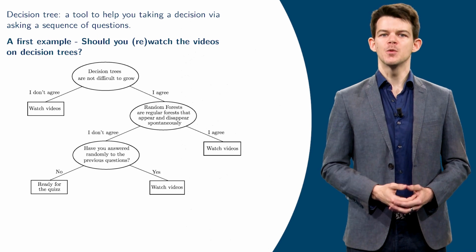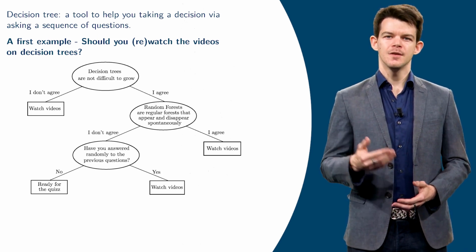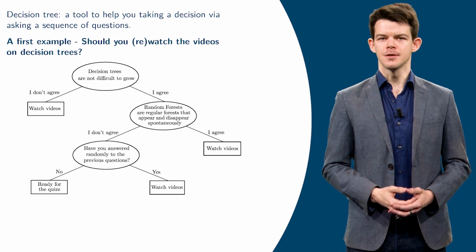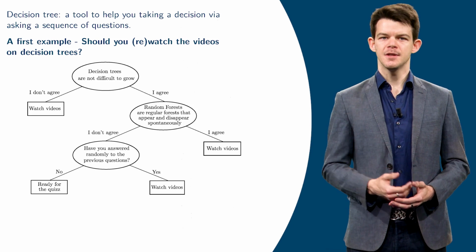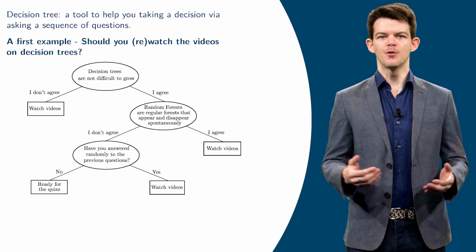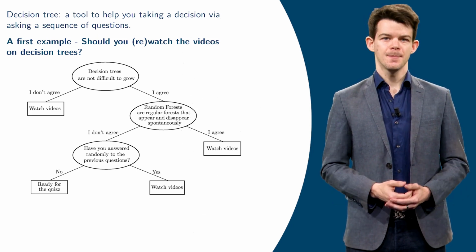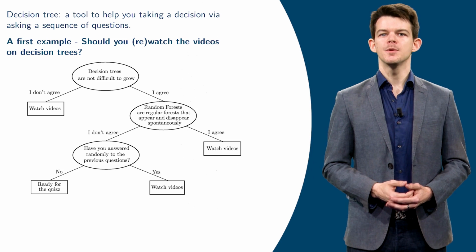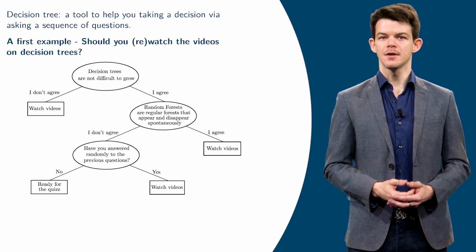Conversely, if you disagree with this statement, you will go through the left branch. The decision tree then asks you a final question: did you answer the previous question randomly? If your answer is positive, the tree advises you to watch the videos. Even regarding random forests, random answers are not encouraged. Conversely, if you answered knowingly, you are potentially ready to take the quiz to verify that you have mastered the fundamentals of decision trees.